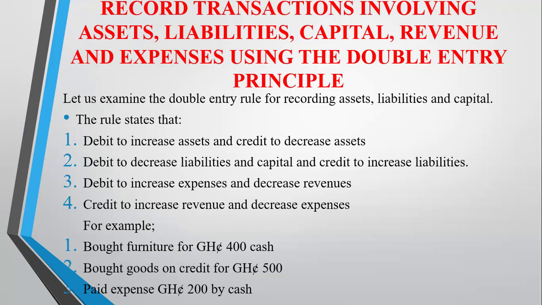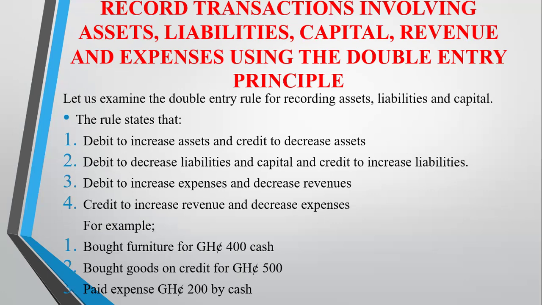That is it. So let's take these examples. We said one is bought furniture for 400 cash. Here, the accounts involved are furniture and what? Cash. Both are assets. One is a current asset, one is a non-current asset. Here, we are buying the furniture with cash, which means our cash will be leaving the business, which means our cash will be decreasing.